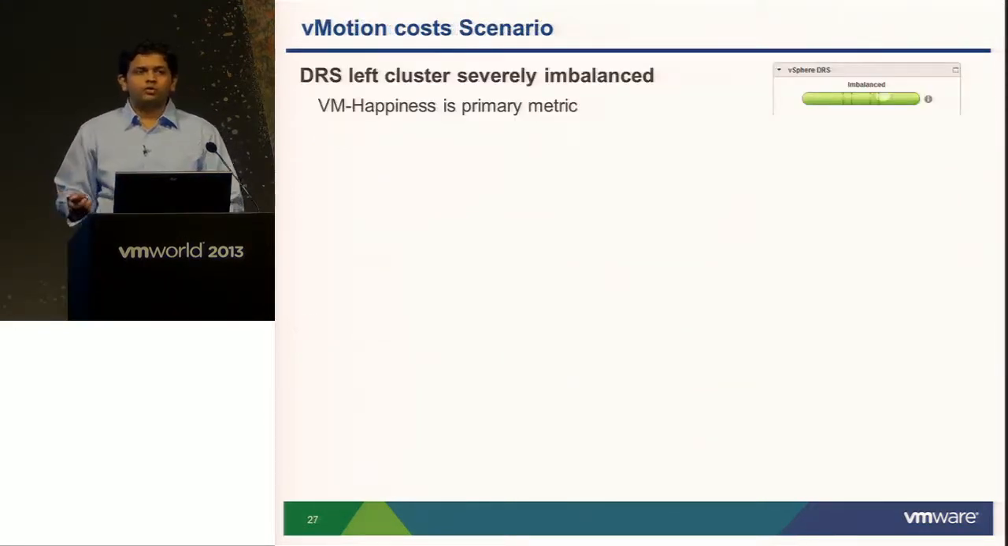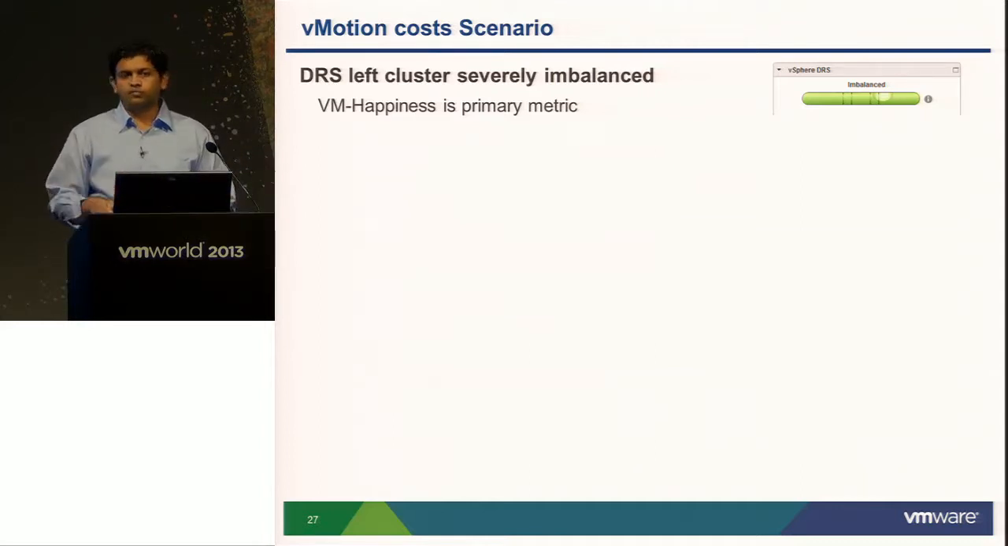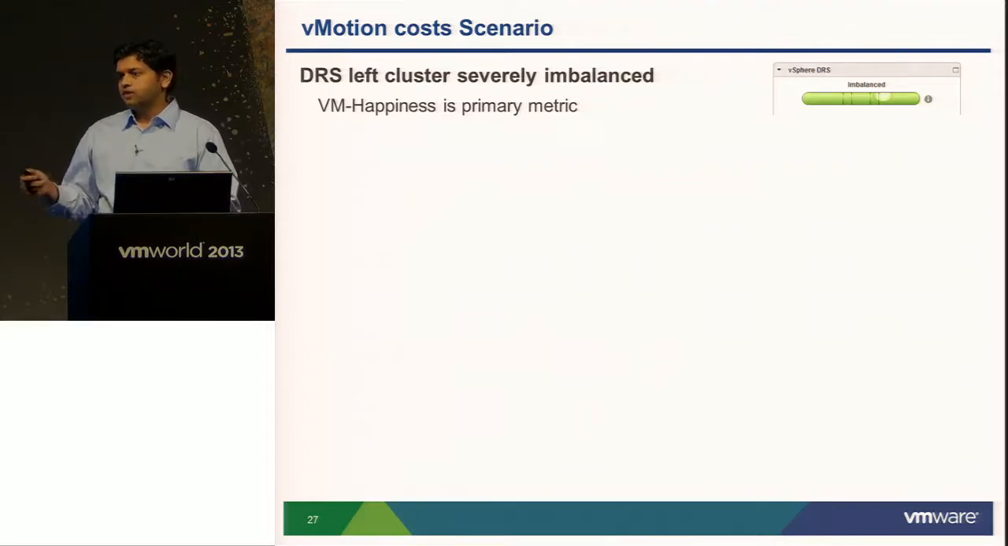So we talked about how to tweak cost benefit so that you can reduce the number of moves. But sometimes the opposite scenario might happen, where even when you make DRS more aggressive, you might feel that DRS is not moving enough VMs. Has any of you run into this situation where you feel that DRS is not moving enough VMs? Okay, about 10 to 20% of you.